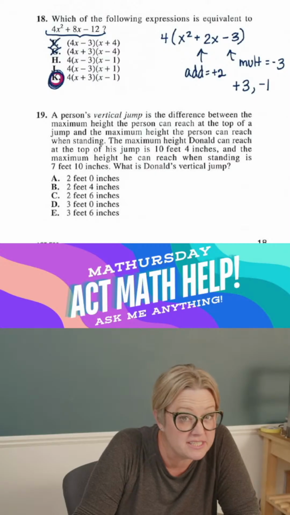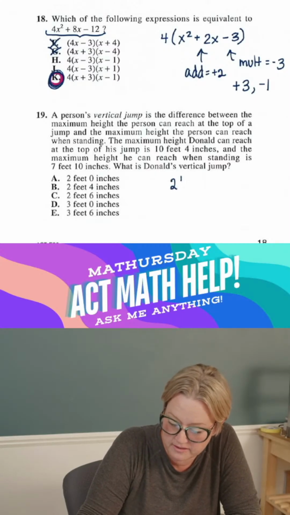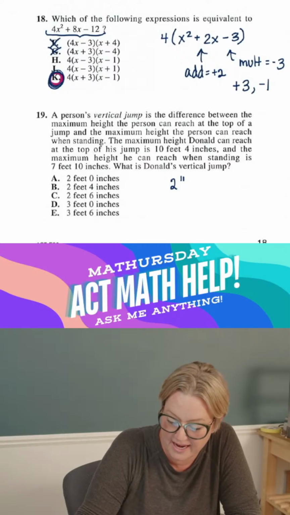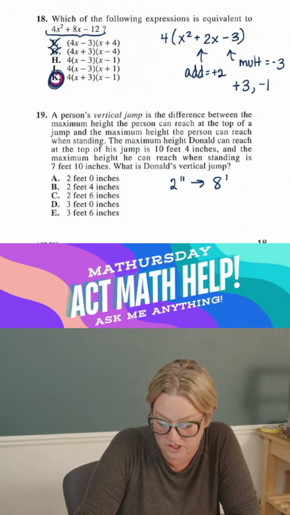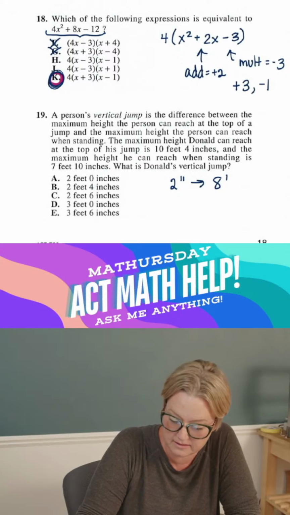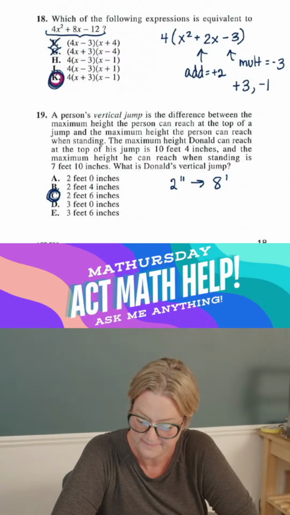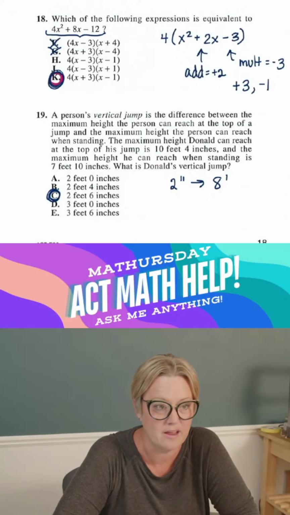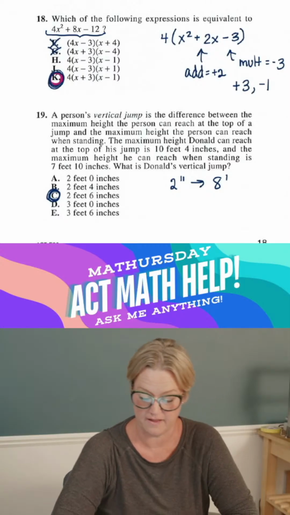There are 12 inches in a foot. So if we add 2 inches to 7 feet 10 inches, that gets us to 8 feet. So then we add 2 feet and 4 more inches. So it's going to be 2 feet 6 inches, which is C. But again, if you don't know that there's 12 inches in a foot, you're kind of at a disadvantage on that, right?